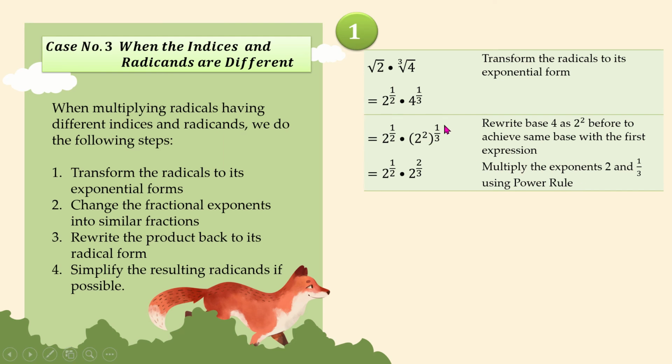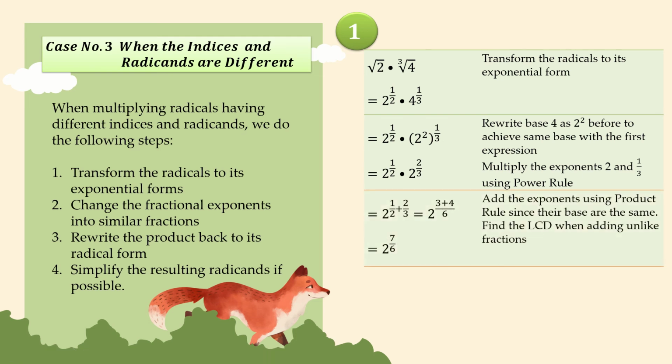So, what is 2 times 1/3? That is 2 times 1, 2 over the denominator 3. Okay, when multiplying a whole number and a fraction, the whole number is multiplied with the numerator, then copy the denominator. So, the new exponent of the second base 2 is 2/3. Now they are the same, the bases are the same. Therefore, we can add their exponents since the bases are the same. Add exponents using the product rule since their bases are the same.